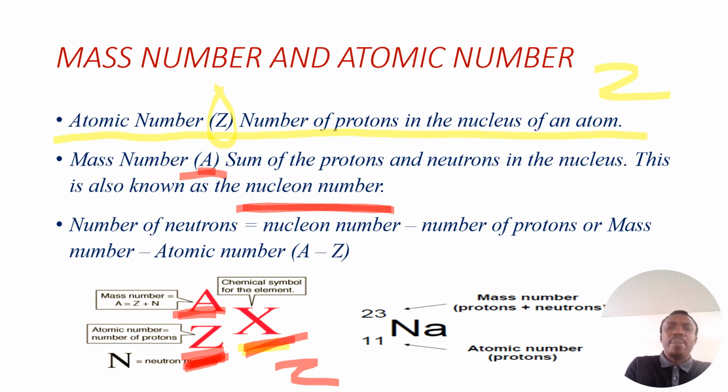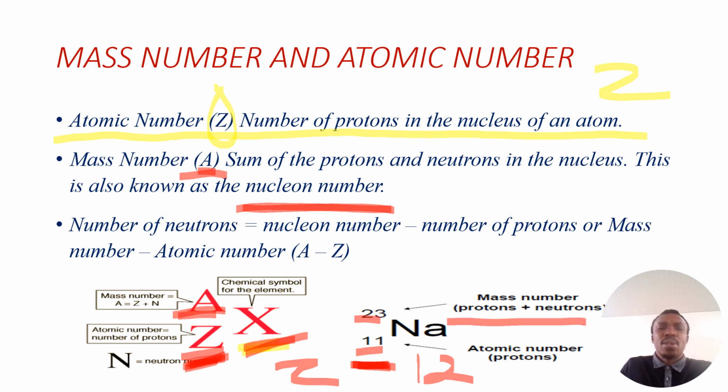Now if you look at the element here, the atomic number is 11. The number of protons is 11. The number of neutrons is 12, which is 23 minus 11. Then the mass number is 23. And the number of electrons is 11, because in a neutral atom, sodium here is a neutral atom, the number of protons is equal to the number of electrons.